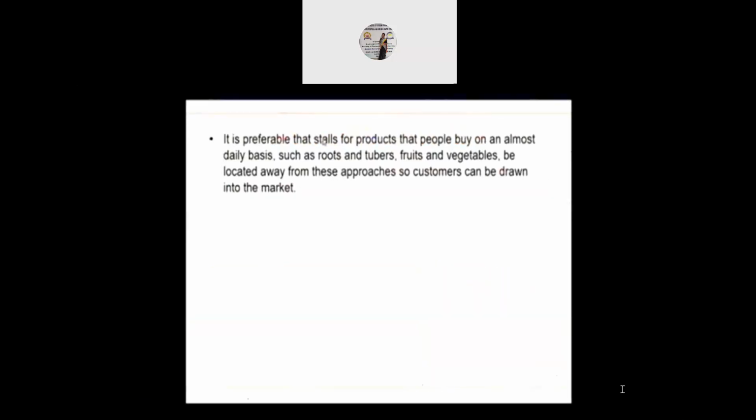It is preferable that stalls for products that people buy on an almost daily basis, such as roots, tubers, fruits, vegetables, be located away from these approaches, so customers can be drawn into the market. So as I said earlier, these day-to-day usage products have to be kept a little far away from the entry point, so that people are drawn till the end and they can see everything that's happening.